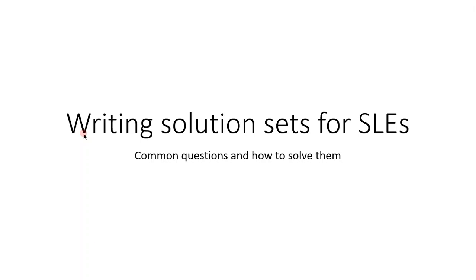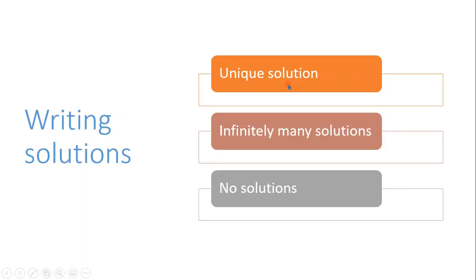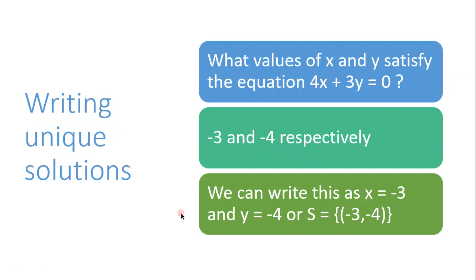Writing solution sets for SLEs is pretty straightforward, so let's get into it. Now there are three types of solutions that you can get. You can get a unique solution, infinitely many solutions, or you can have no solutions altogether. So when you're writing unique solutions, of course you solve for the equation, you figure out the values you have, and if it's a unique solution you only get one value for each coordinate, and you write it as such.